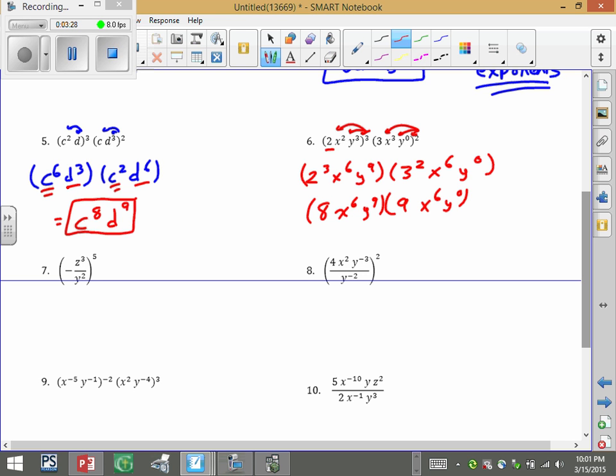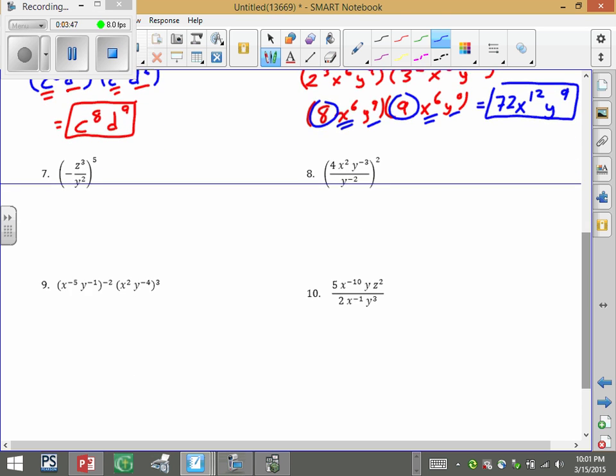Now let's start combining what we can combine. So we have 6 x's here, 6 x's there, for a grand total of 12 x's. 9 y's here, 0 y's there, which will just stay as 9 y's. And then we've got to do 8 times 9, and that is 72. So we end up with 72 x to the 12th, y to the ninth.